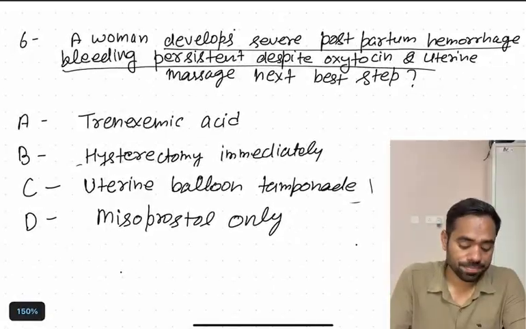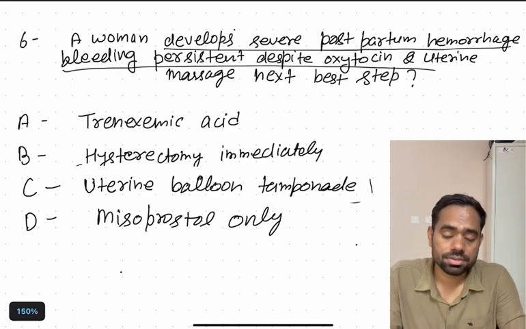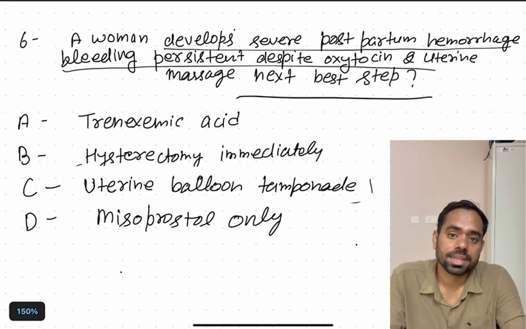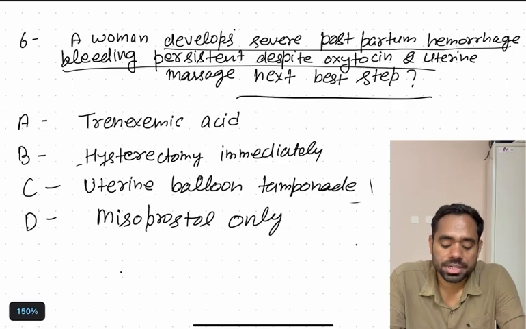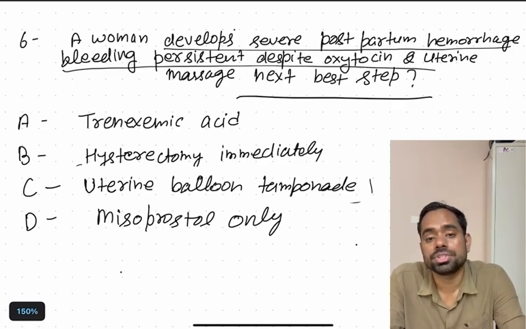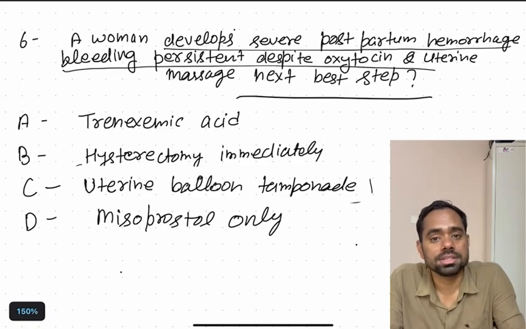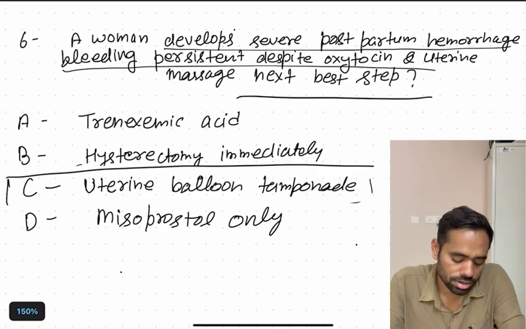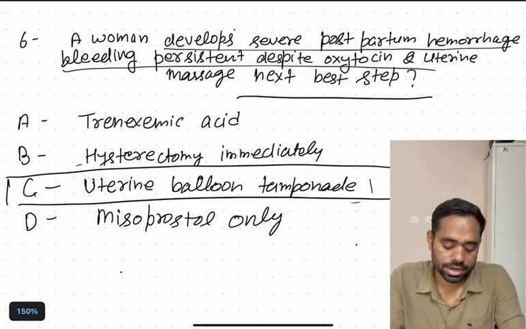Moving to the next. A woman developed severe postpartum hemorrhage. PPH is also very important. Bleeding persistent despite oxytocin and uterine massage. Next best step. Postpartum hemorrhage is also very important. Here bleeding is persistent despite giving oxytocin and uterine massage. So what will you do as the next step? Next step, uterine balloon tamponade. So option C is correct here. Okay, uterine balloon tamponade.